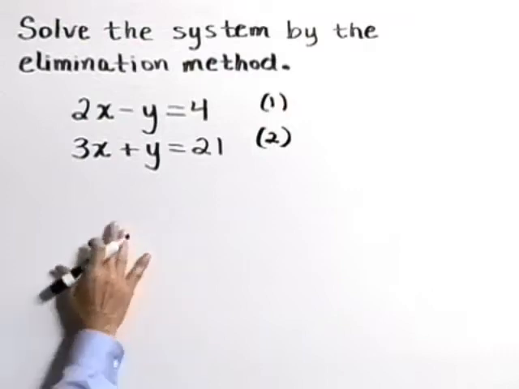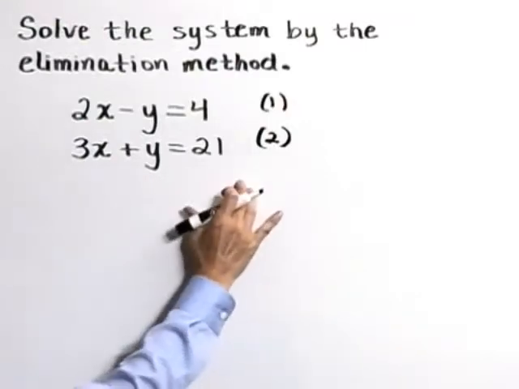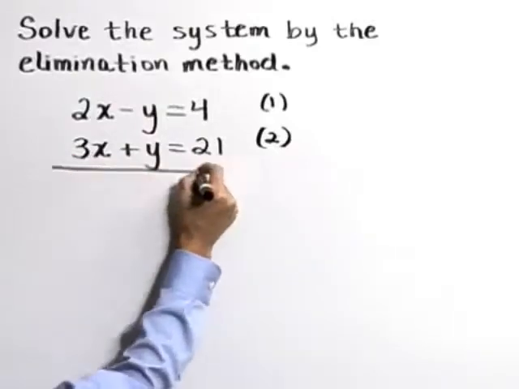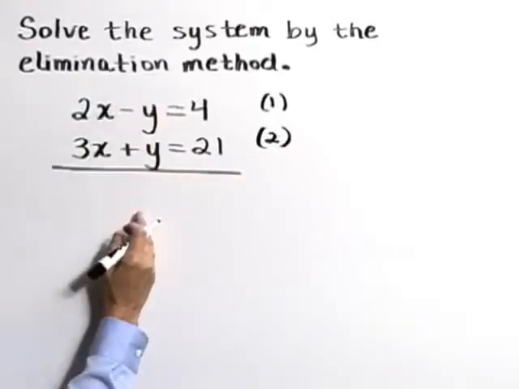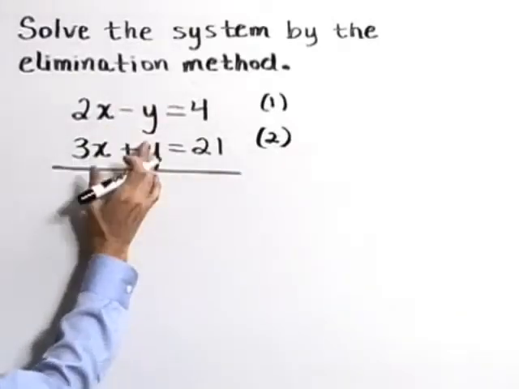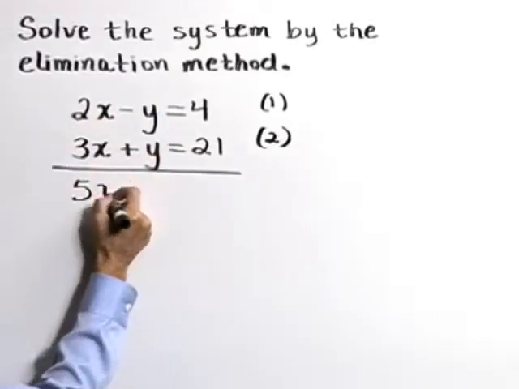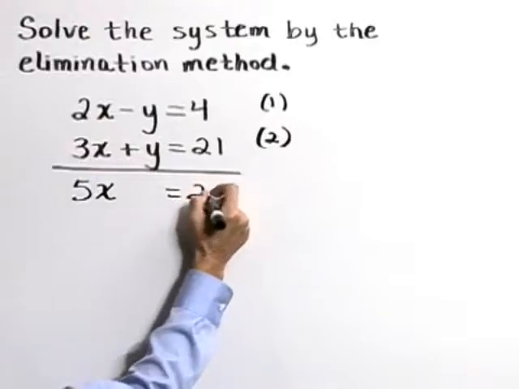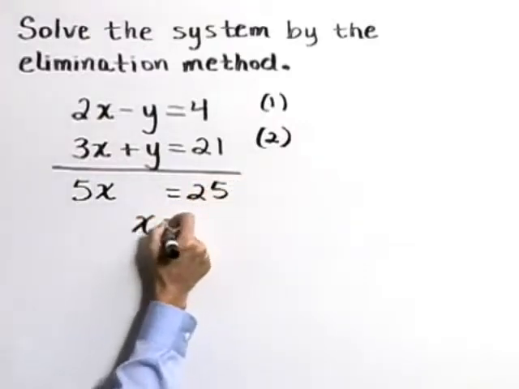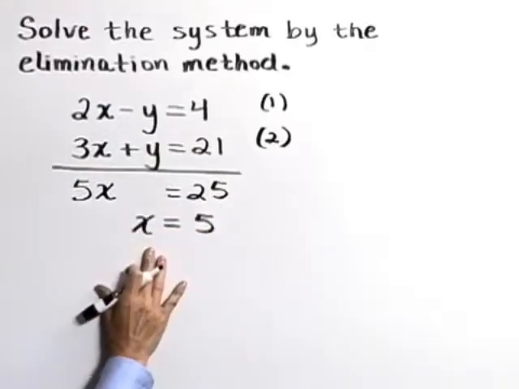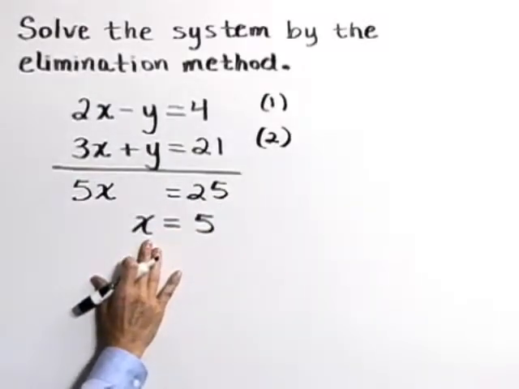Within the elimination method, we would like to be able to add these equations together and remove a variable, and that's going to happen very nicely with this system. As we add it together, this negative y and positive y are going to cancel out, leaving us with 5x is equal to 25, or x is equal to 5. So we've got one variable solved for. Now let's go back and find y.